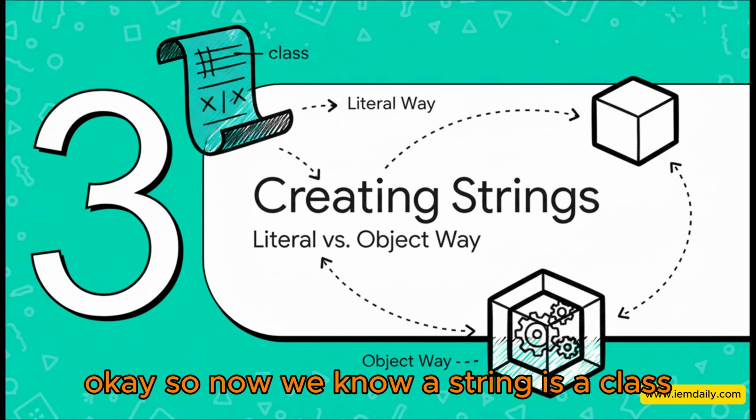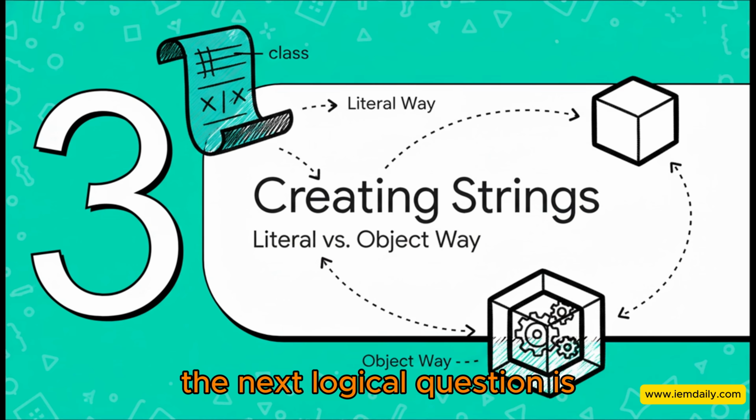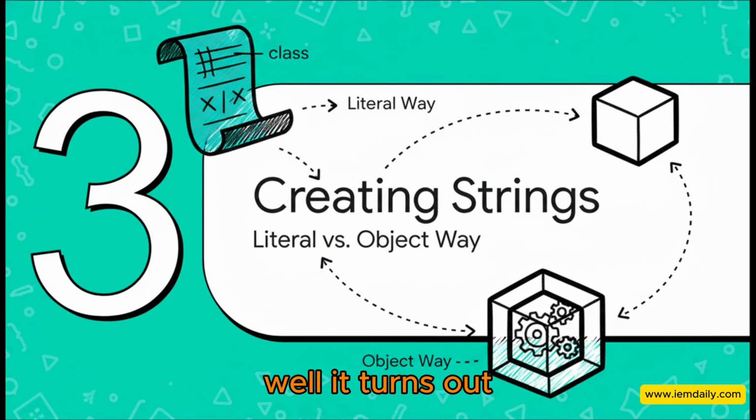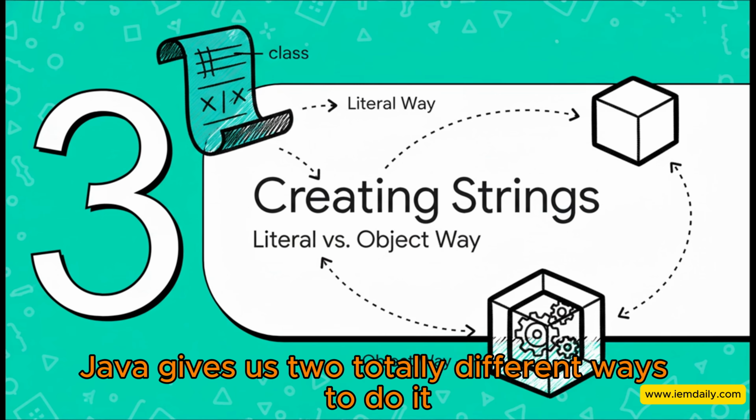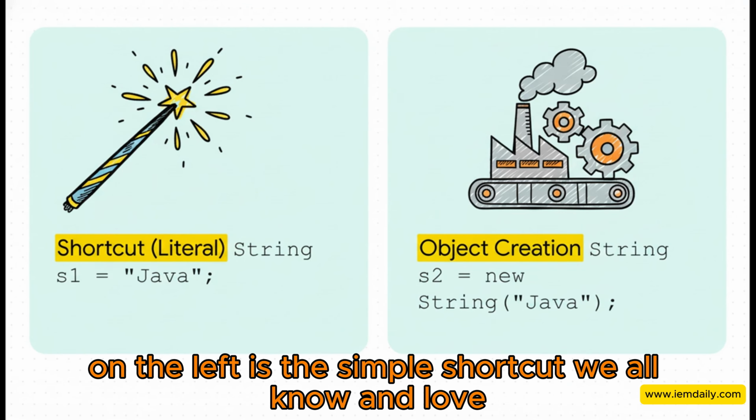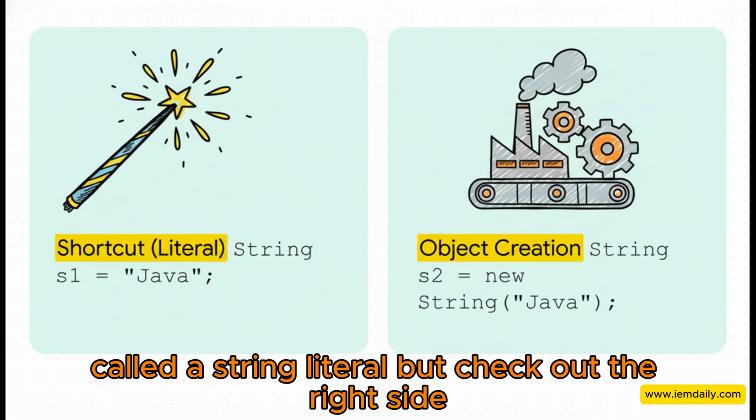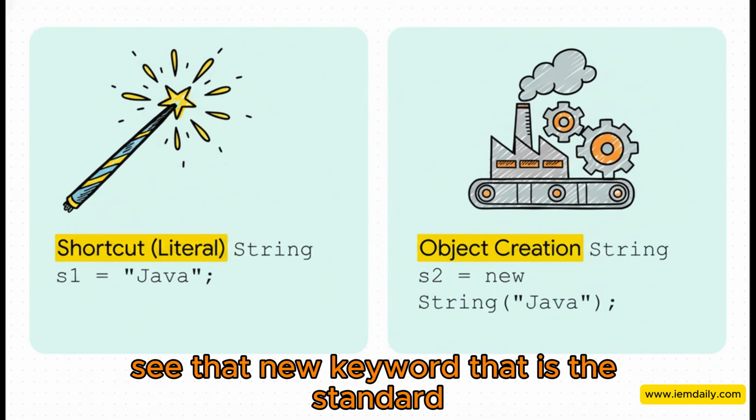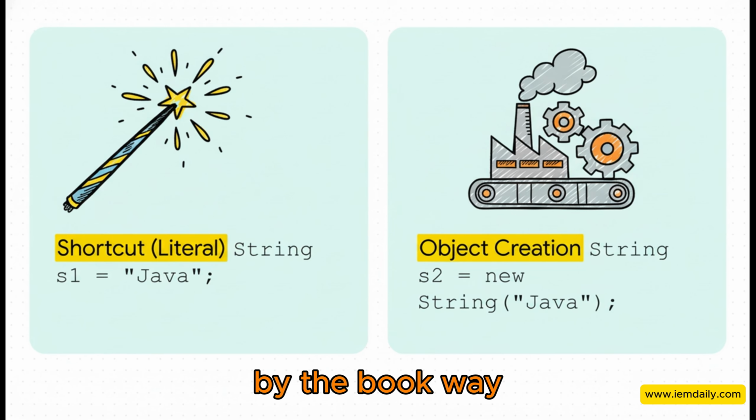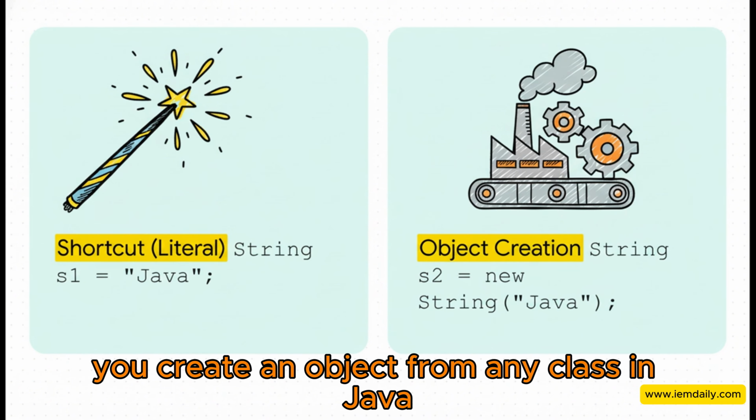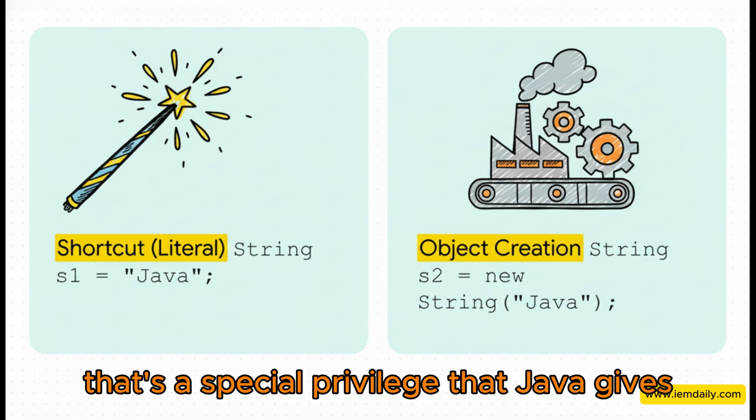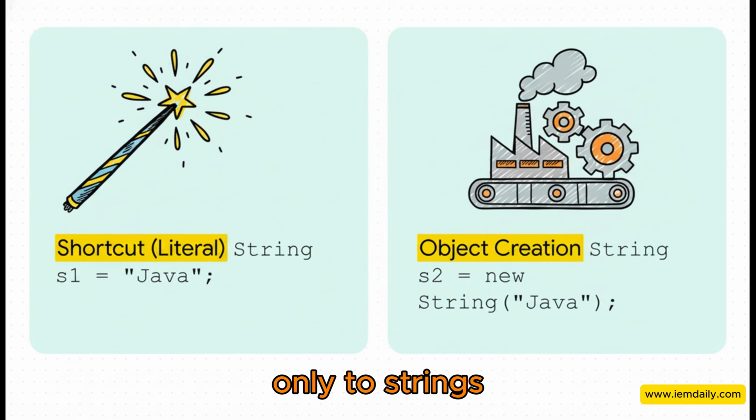Okay, so now we know a string is a class. The next logical question is, how do we build an object from this blueprint? Well, it turns out Java gives us two totally different ways to do it. On the left is the simple shortcut we all know and love, called a string literal. But check out the right side. That's the more official, object-oriented way. See that new keyword? That is the standard, by-the-book way you create an object from any class in Java. So the one on the right is what we should expect. The one on the left, well, that's a special privilege that Java gives only to strings.